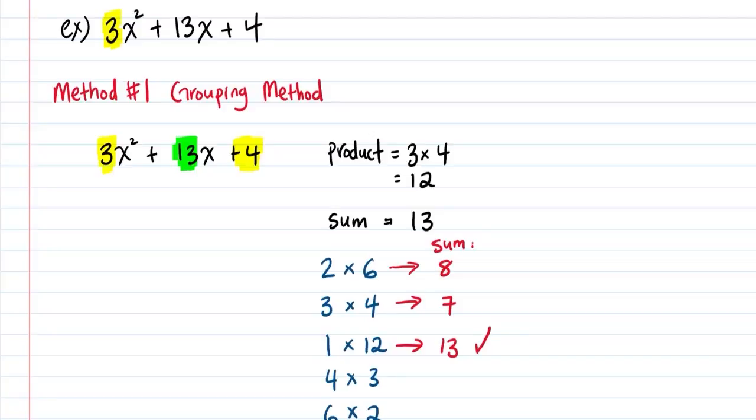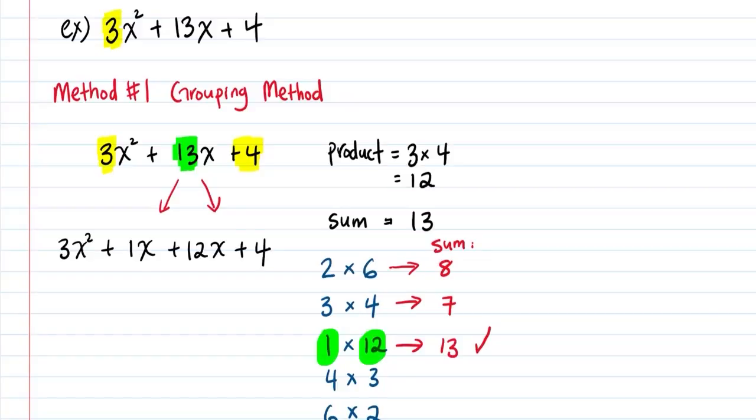Once you get those two numbers, 1 and 12, we're going to rewrite the second or middle term using those two. Which means we're going to split the 13x into two terms using the 1 and 12. So it will be 3x squared plus 1x plus 12x plus 4. So we started with 3 terms. Now we have 4 terms.